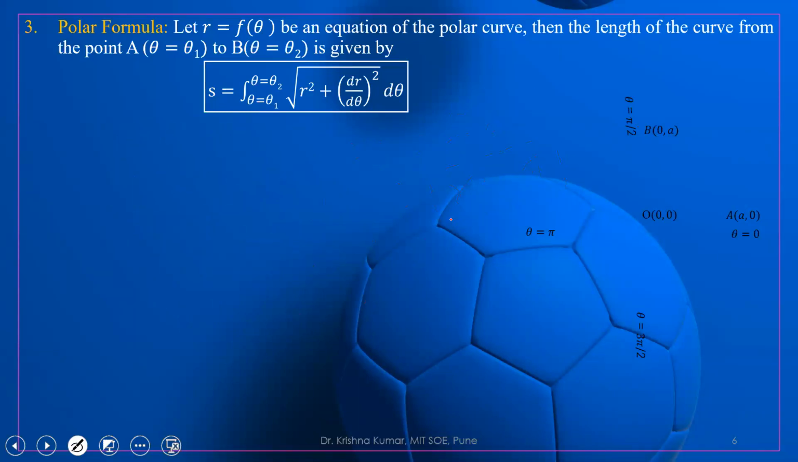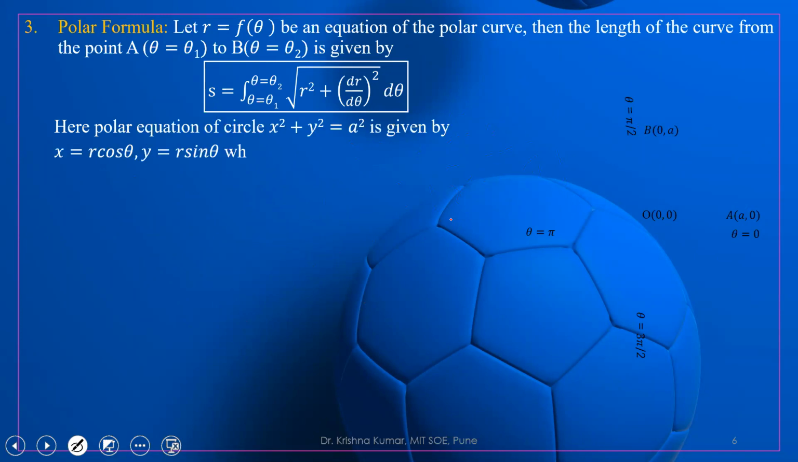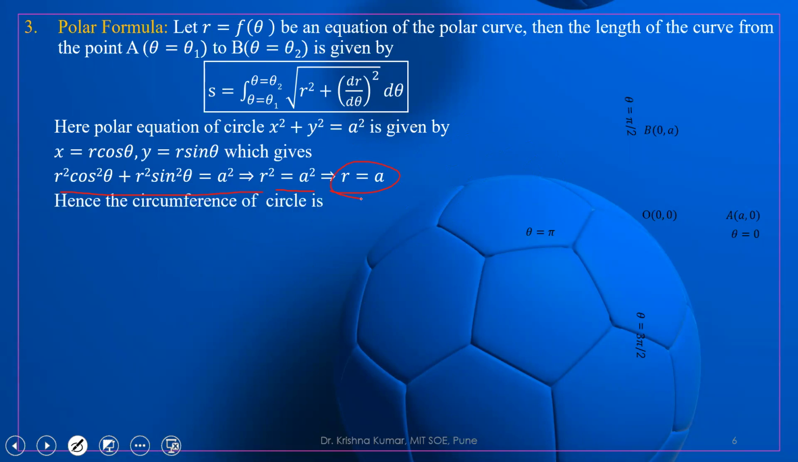So let us just check it. Here, the polar equation of the circle x square plus y square equals a square is given by x equal to r cos theta, y equal to r sin theta, which gives r square cos square theta plus r square sin square theta equal to a square, which means r square equal to a square, and hence r equal to a. Hence the circumference of the circle is s equal to 4 times the length of the arc.